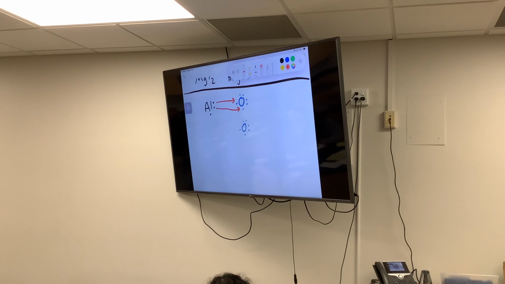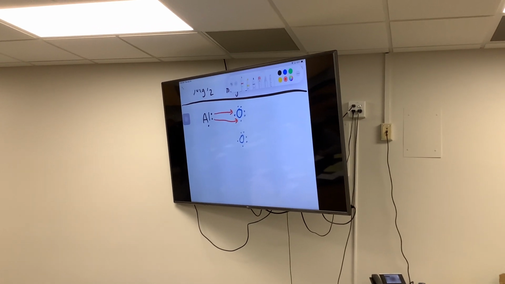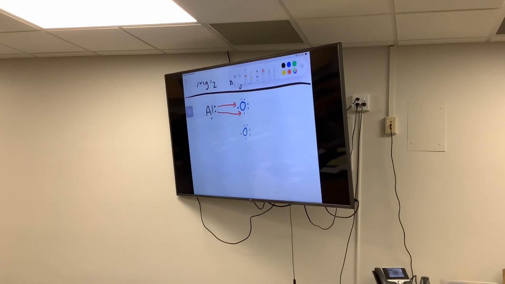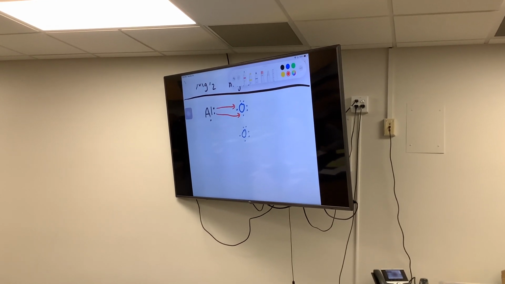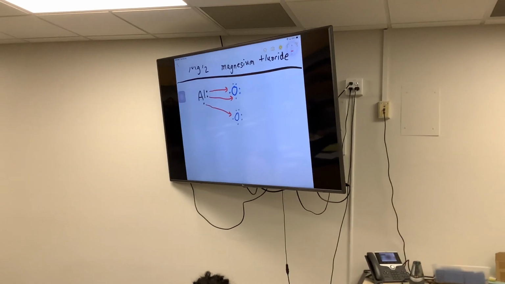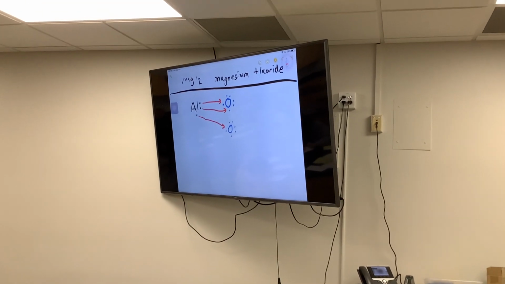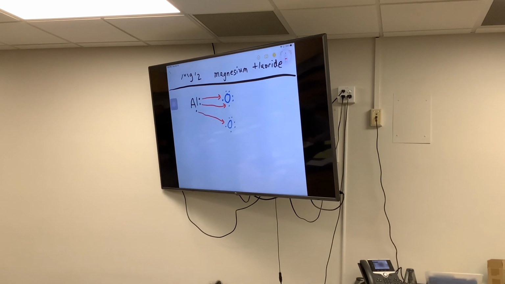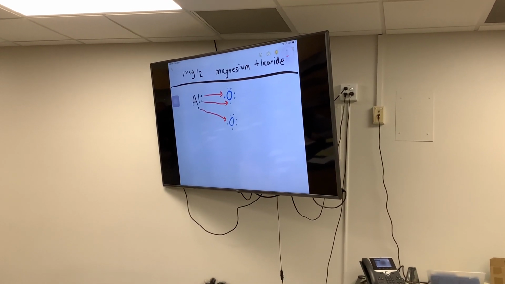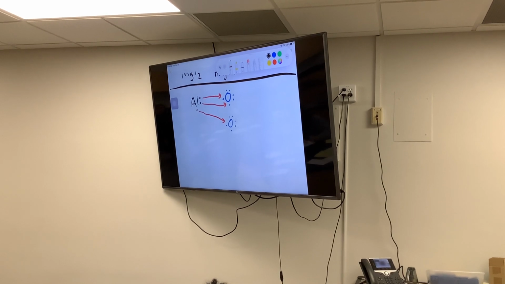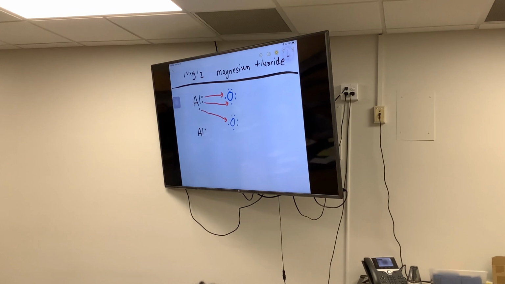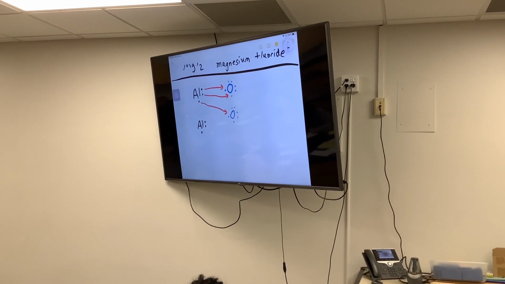And oxygen again will be drawn with 8 valence electrons. 6 valence electrons. And in order to get to 8, oxygen needs to take 2. So it's going to take 1 from aluminum, and now aluminum's happy, it's gotten rid of all of its electrons, but oxygen does not have enough. So oxygen needs another aluminum. And so we're going to draw another aluminum, still with 3 dots.